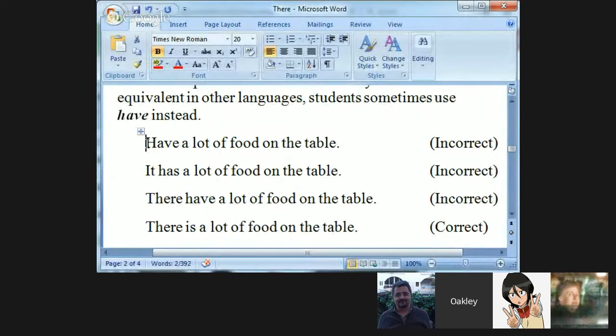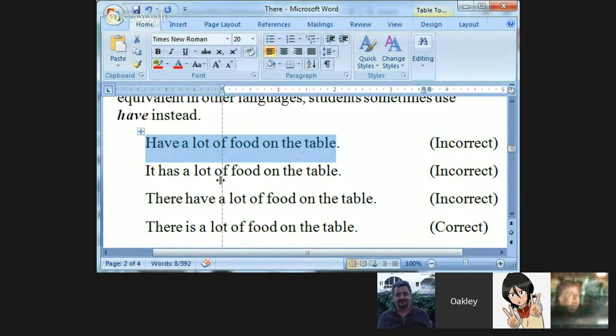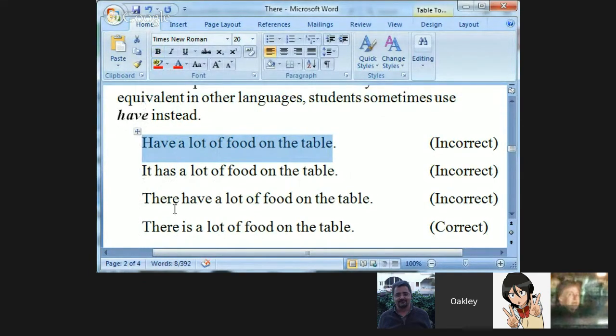Sometimes students use "have a lot of food on the table." No, "it has a lot of food on the table." Definitely no. "There have a lot of food." No, here's the correct version. There is a lot of food on the table.